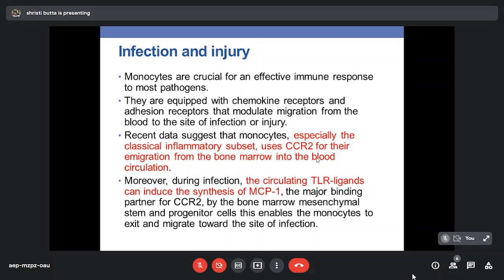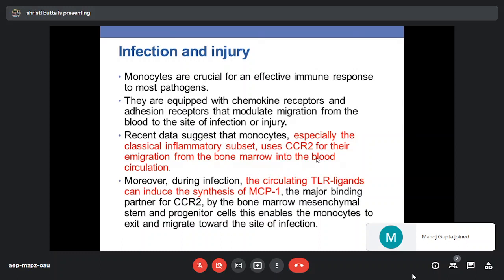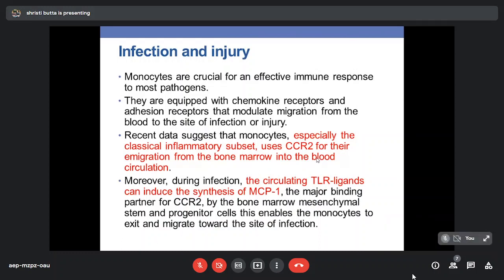Recent data suggests that monocytes, especially the classical inflammatory subset, remember the LY6C positive or high, the inflammatory subset with very high expression of CD14 and low or no expression of CD16, they use the CCR2, remember the CCR2, for their emigration from the bone marrow into the blood circulation. So they emigrate by using the CCR2 from the bone marrow into the blood.